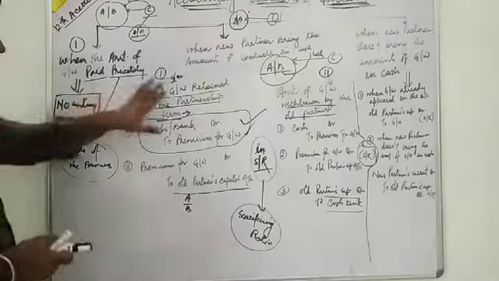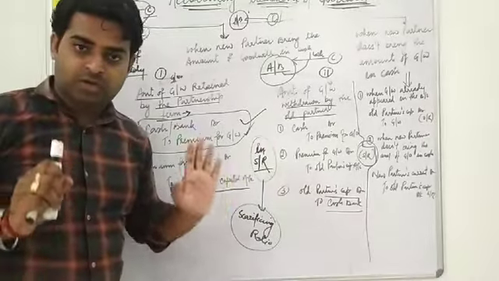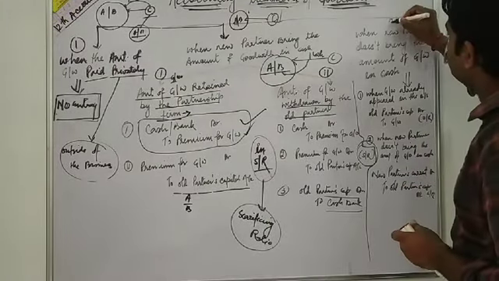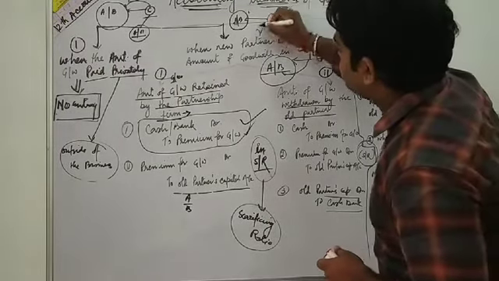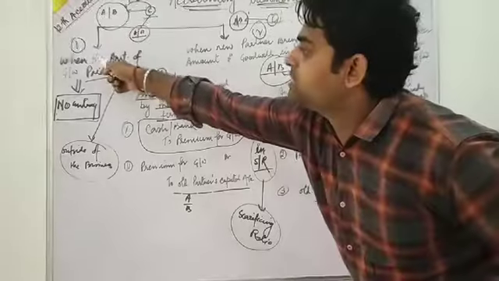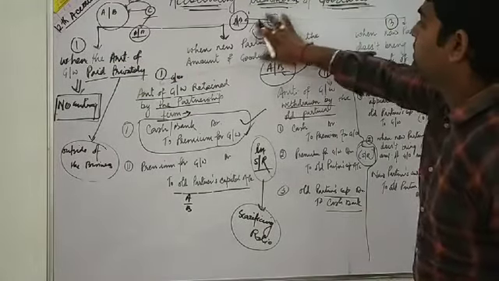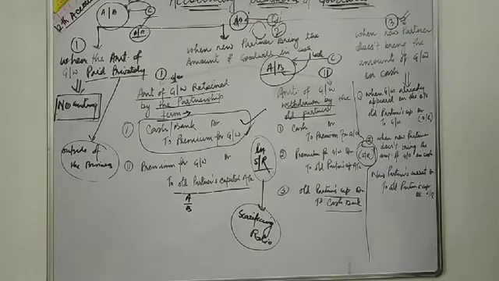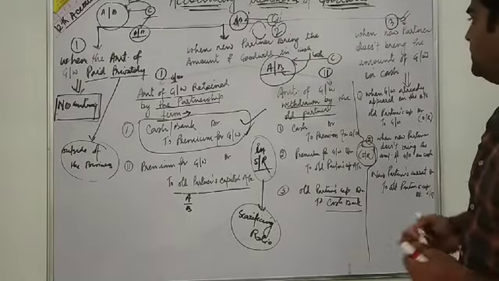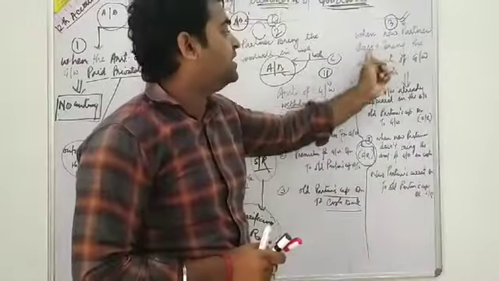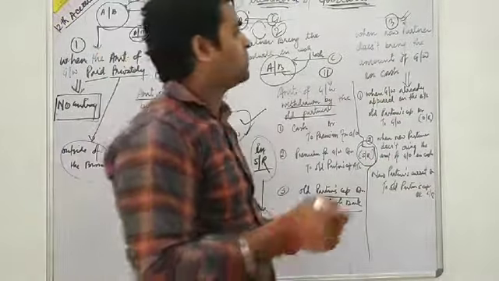So the first case and the second case are complete. Hope you are all getting it. Now the third case, case number three. This was the first, this is the second, and this is the third case. In this case, it's a very simple case: when the new partner doesn't bring the amount of goodwill in cash.